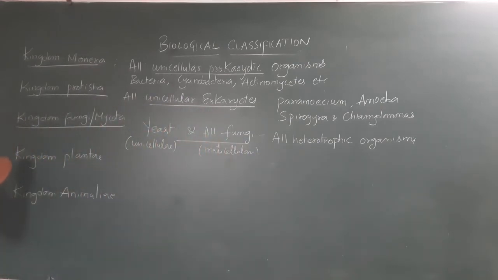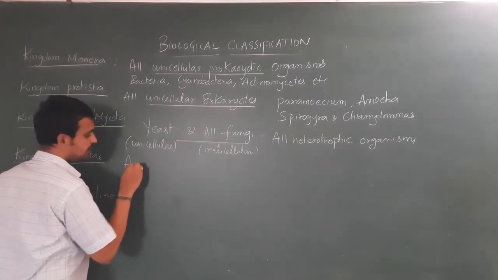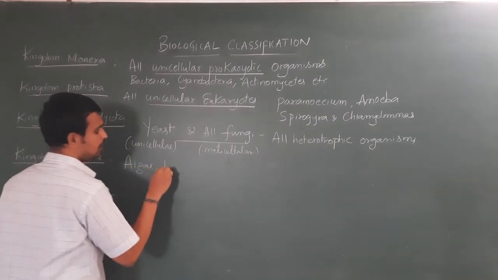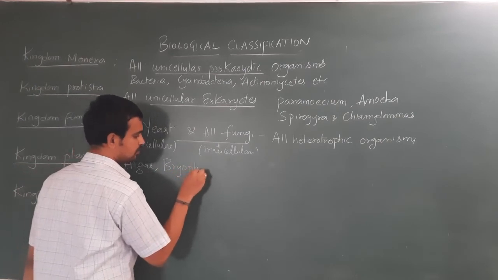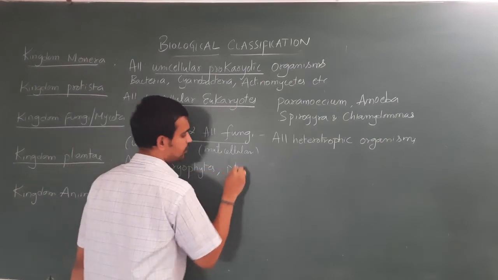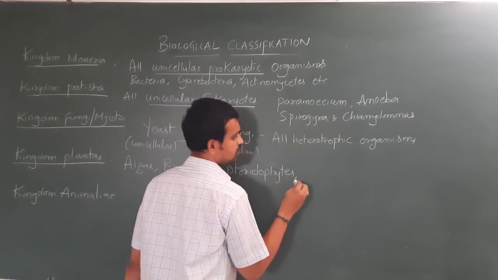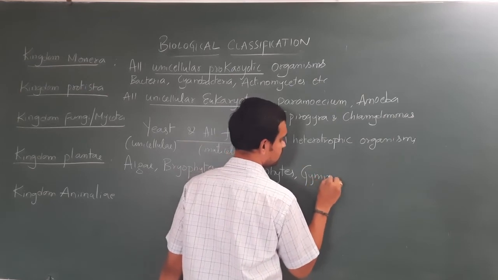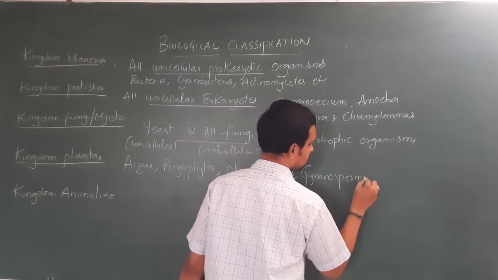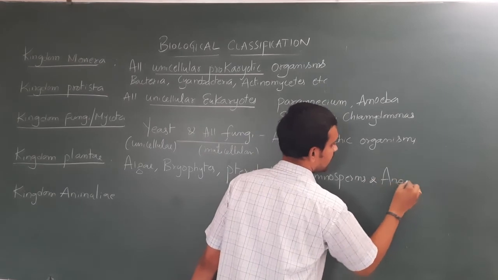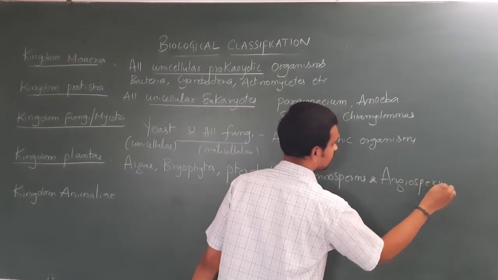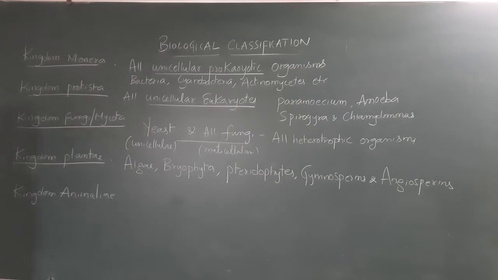Now coming to the kingdom Plantae. What are the organisms which come under kingdom Plantae according to the R.H. Whittaker classification? Algae, bryophytes, pteridophytes, gymnosperms and angiosperms. These are all plants only. These are all photosynthetic.